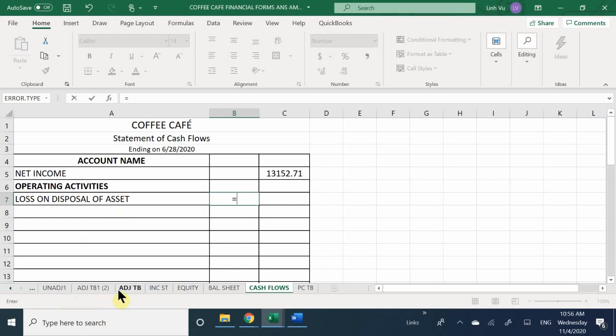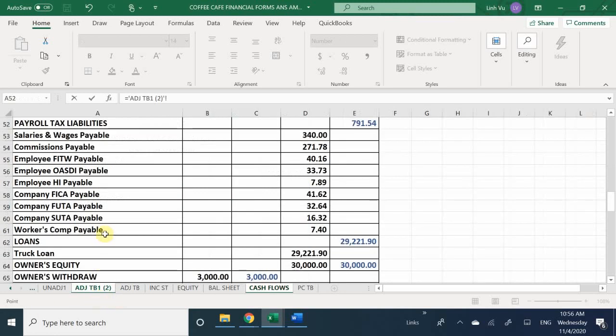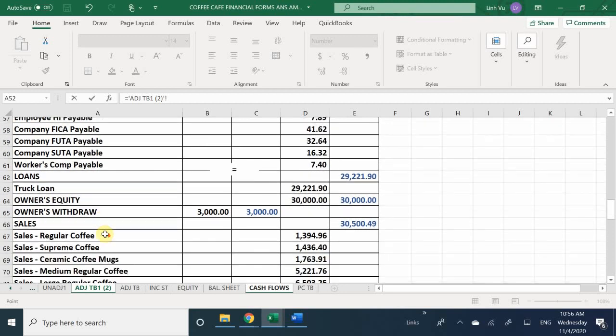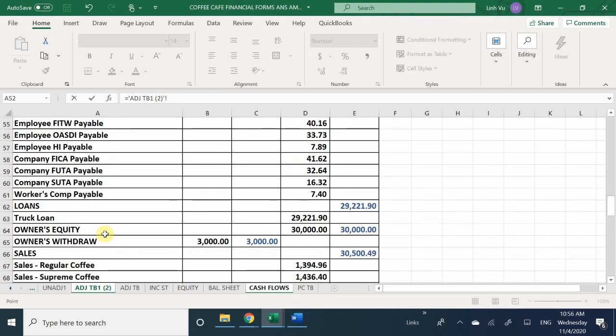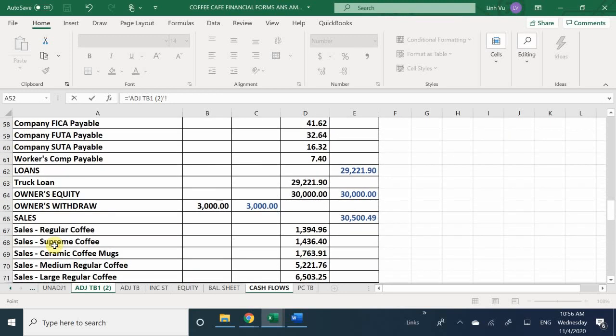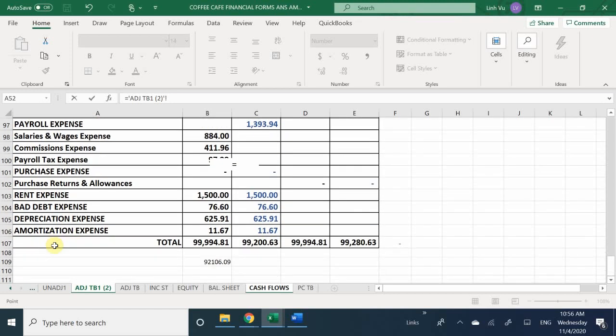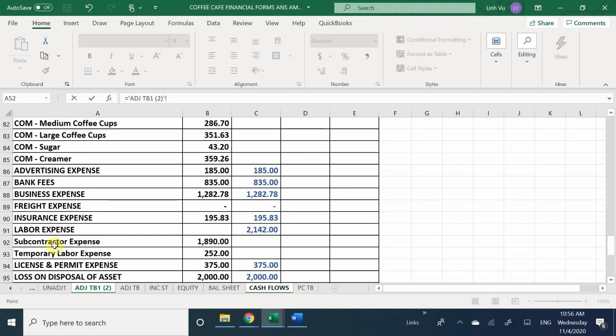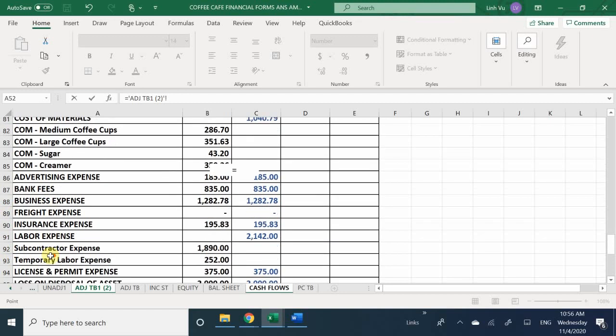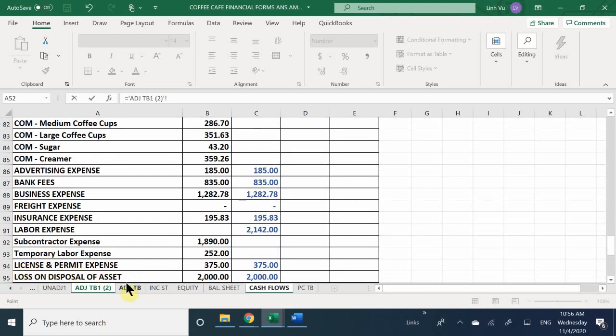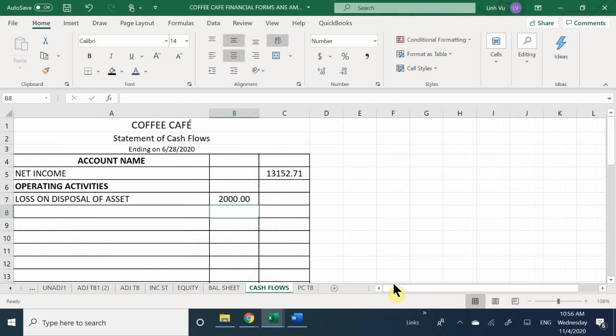So let's go ahead and go to my adjusted trial balance. And how much was my loss on disposal of asset? No, okay, I can't find it. Loss. Right here, loss on disposal of asset. $2,000. So we're adding that back into our accounts.